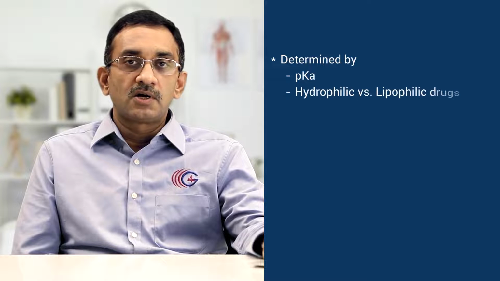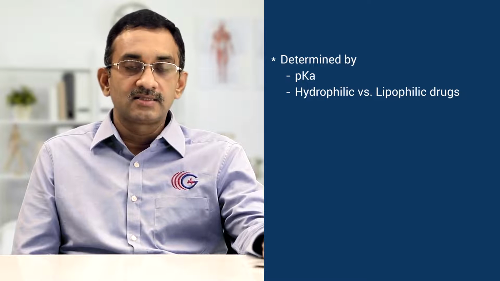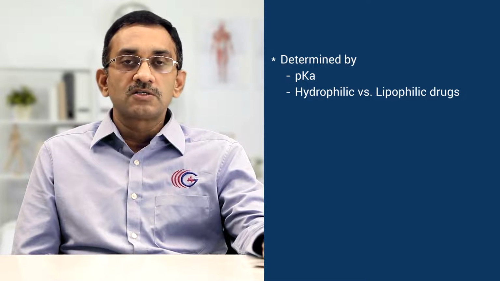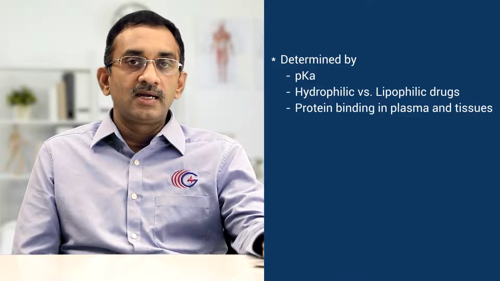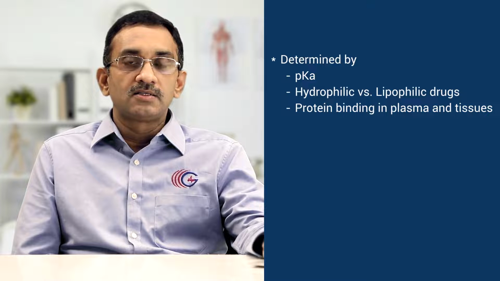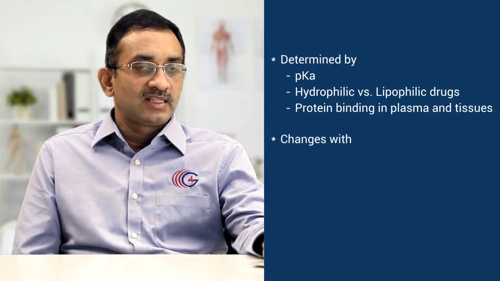One is the pKa, which is just a chemical property of the medication in terms of what the pH in the particular area is compared to the pKa, the dissociation pH of that particular drug. We won't go into the chemistry of that. It also depends on whether the drug is predominantly hydrophilic or lipophilic, as you will see in the later slides. It also depends on how much of the drug is going to bind to the proteins, and whether it is going to be binding to the proteins in the plasma or in the tissues. Volume of distribution will change with age.